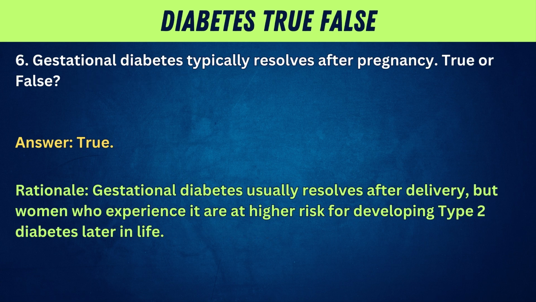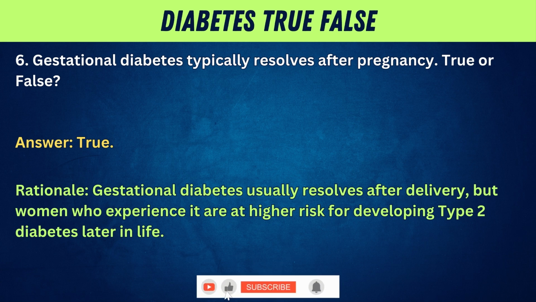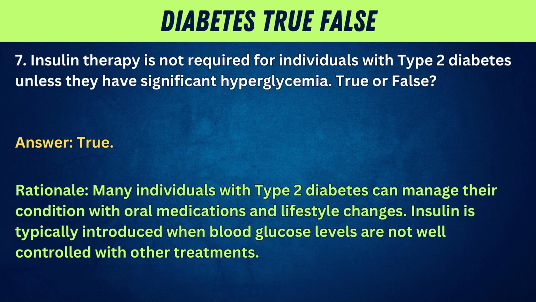6. Gestational diabetes typically resolves after pregnancy. True or false? Answer: true. Rationale: gestational diabetes usually resolves after delivery, but women who experience it are at higher risk for developing type 2 diabetes later in life.